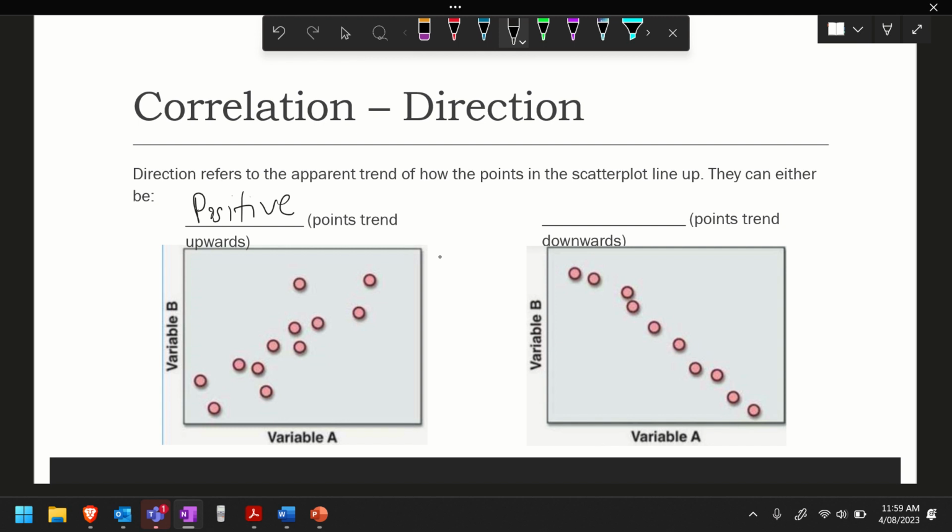Okay, and Cohen, if it's going downwards, what would it be? Negative. Good. Okay, those are the only 2 directions you can really have when it comes to direction. If it goes sideways like that, technically there's no trend. Yeah, so you can just leave it as is.